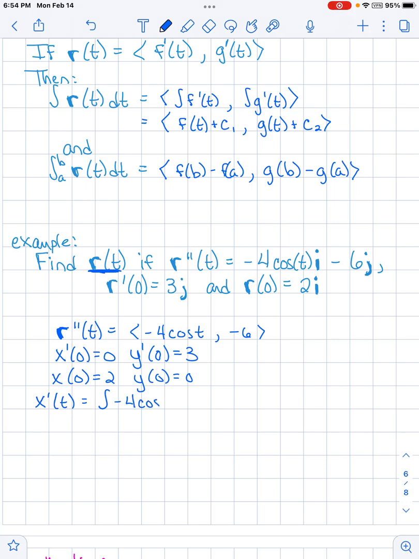So x prime of t is the antiderivative of negative 4 cosine t. The antiderivative of negative 4 cosine t is negative 4 sine t plus some constant. So now this is where the original information that was given to us comes in. We know that x prime of 0 equals 0. So we know that 0 equals negative 4 sine of 0 plus c. Sine of 0 is 0, so c is 0. So we know that x prime of t is just negative 4 sine t.